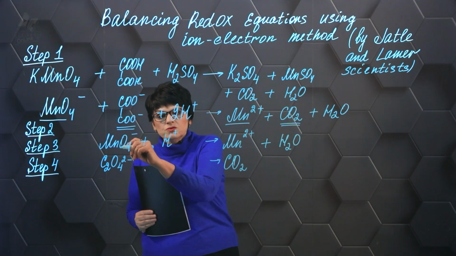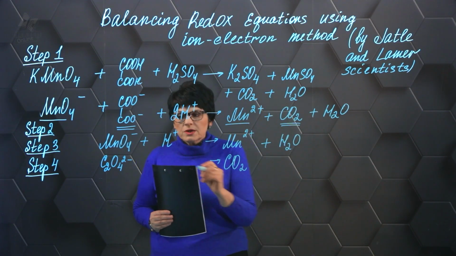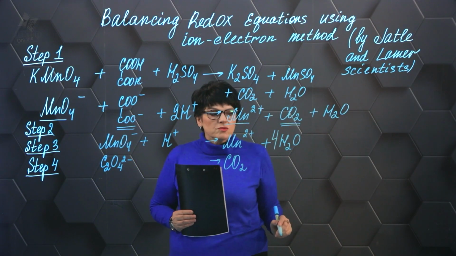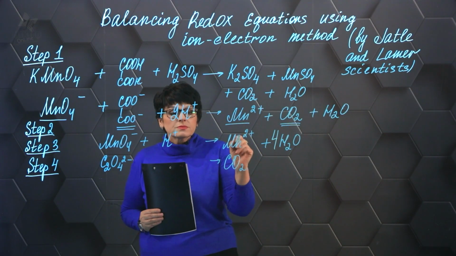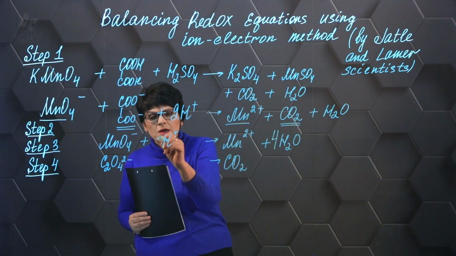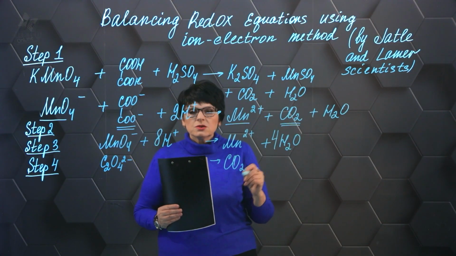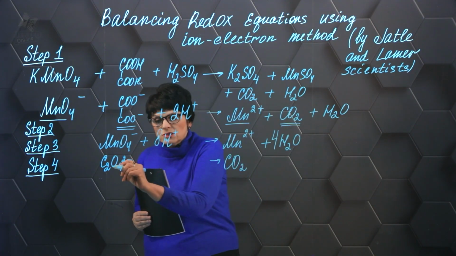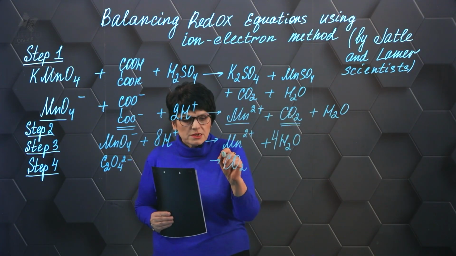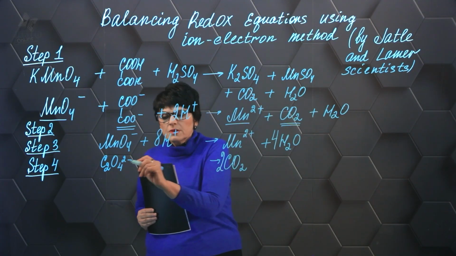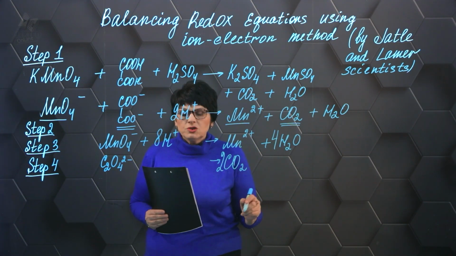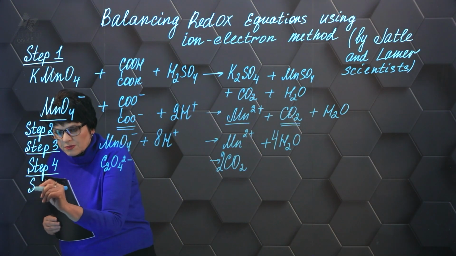Then inside the half reaction should be equated. Oxygen is 4, here it's 1. We put 4 in front of the water formula. And in front of the hydrogen formula, we put a factor of 8. What happened in the second reaction? Here we have 2 carbons, here we have 1. Let's equalize. Oxygen 4, and here we have 4. That's step 4.